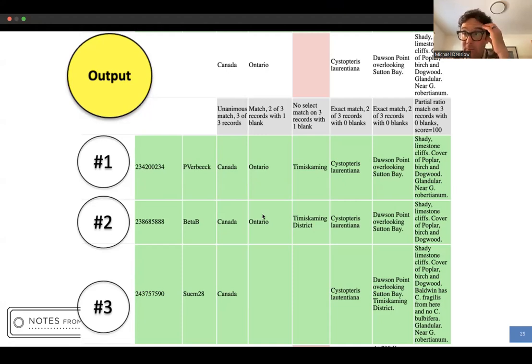In the second one, we asked a state or province type question. One person didn't know what to enter, but two people did. They thought it was Ontario. Our algorithm says, well, you know what? 2 out of 3 is good enough. So your final answer is Ontario.